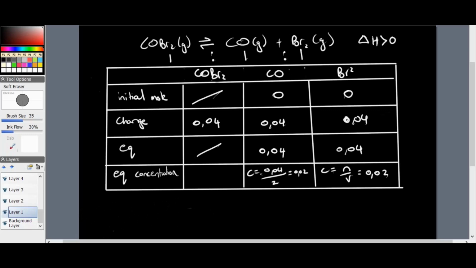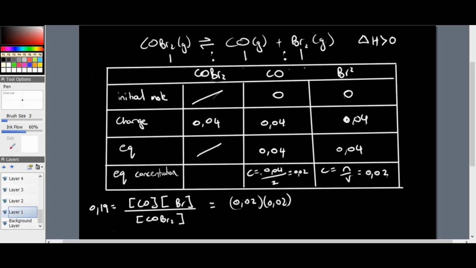Yes, we can. Awesome. And we know that the Kc value, 0,19, is equal to the concentration of CO times the concentration of bromine, all divided by the concentration of COBr2, and that should equal the next step: 0,02 times 0,02, all over the unknown, which is the concentration of COBr2, which is carbonyl bromide. I think I'm pronouncing it correctly.